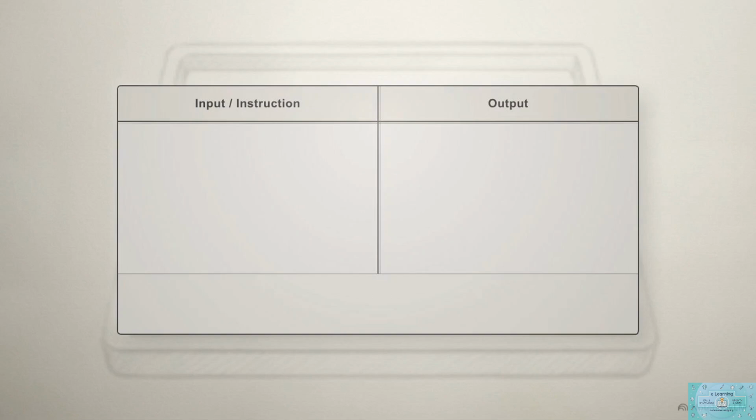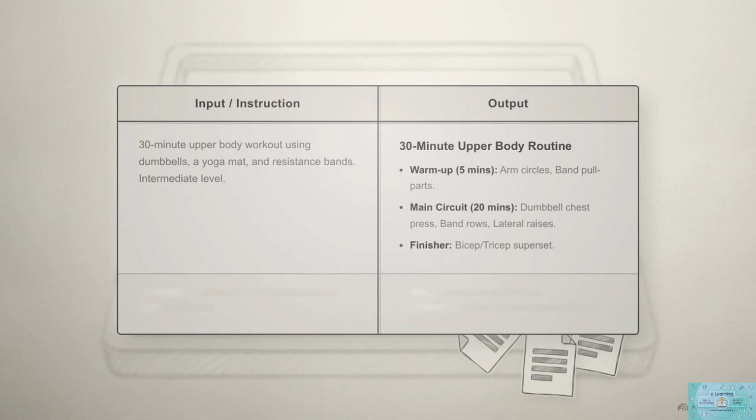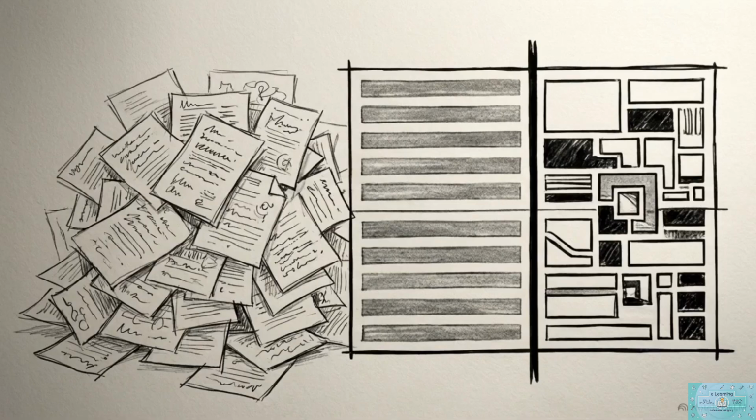This layout requires a spreadsheet with 2 columns. The first holds the input text, like a user's prompt for a 30-minute dumbbell workout. The second holds the desired output, blueprinting the exact structure the AI must mimic, including warm-ups, main circuits, and supersets. You only need a few hundred of these pairs in a CSV file to see results. Success here is determined by absolute structural simplicity, rather than the volume of raw text.